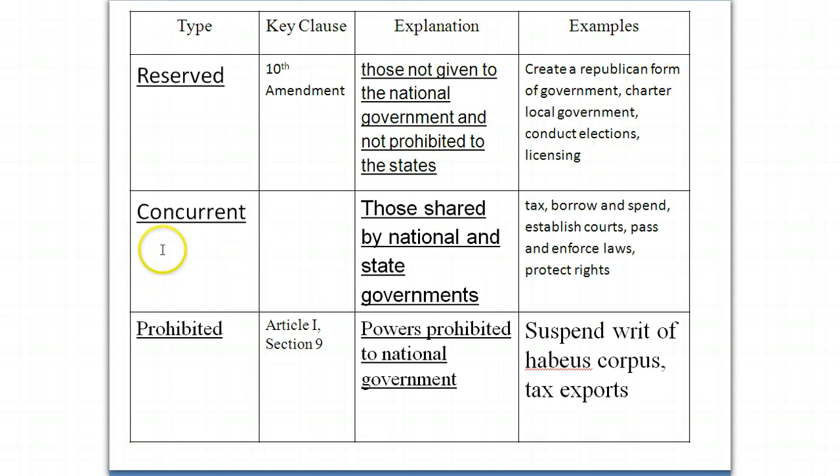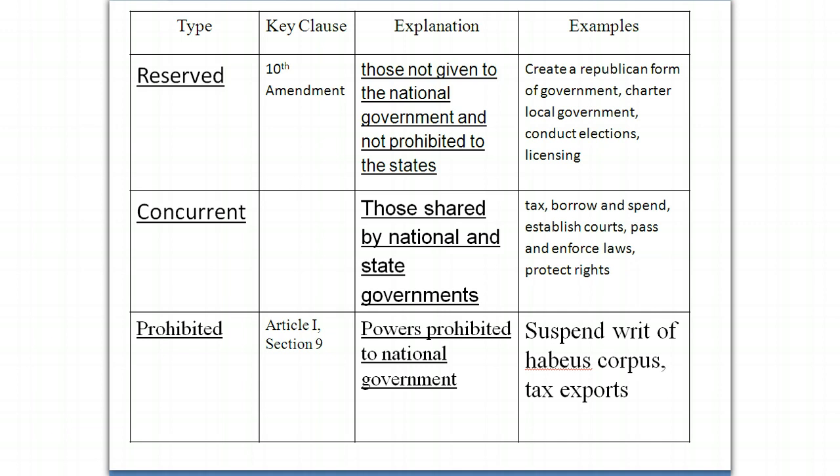The next one is a concurrent power, which is a power shared by the national and state government. These are things that both get to do. Some examples are taxing, borrowing and spending, establishing courts, passing and enforcing laws, and protecting rights. So states get to do all these things too, as long as they're not contradicting the national government.